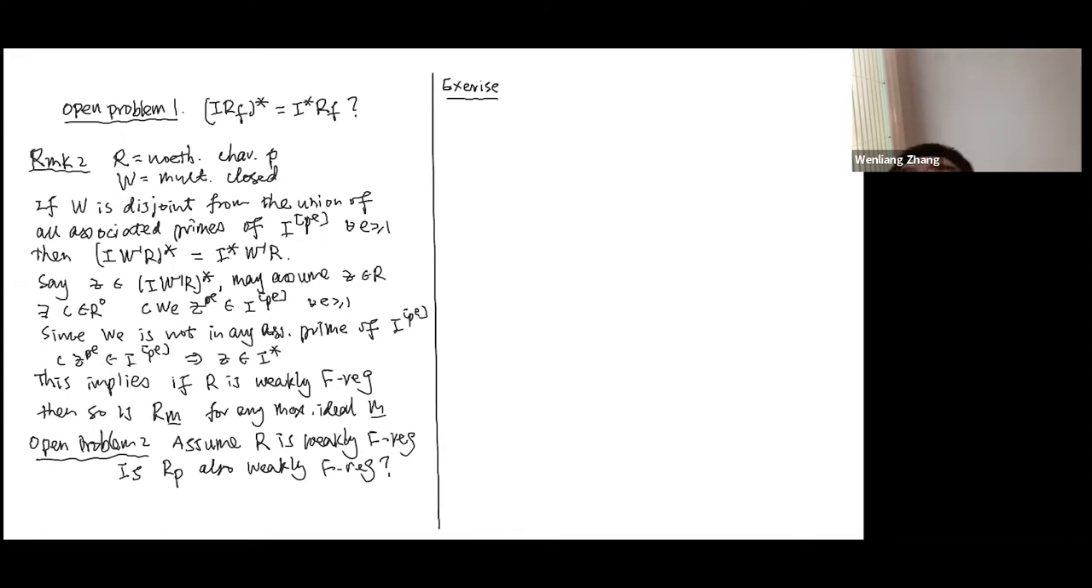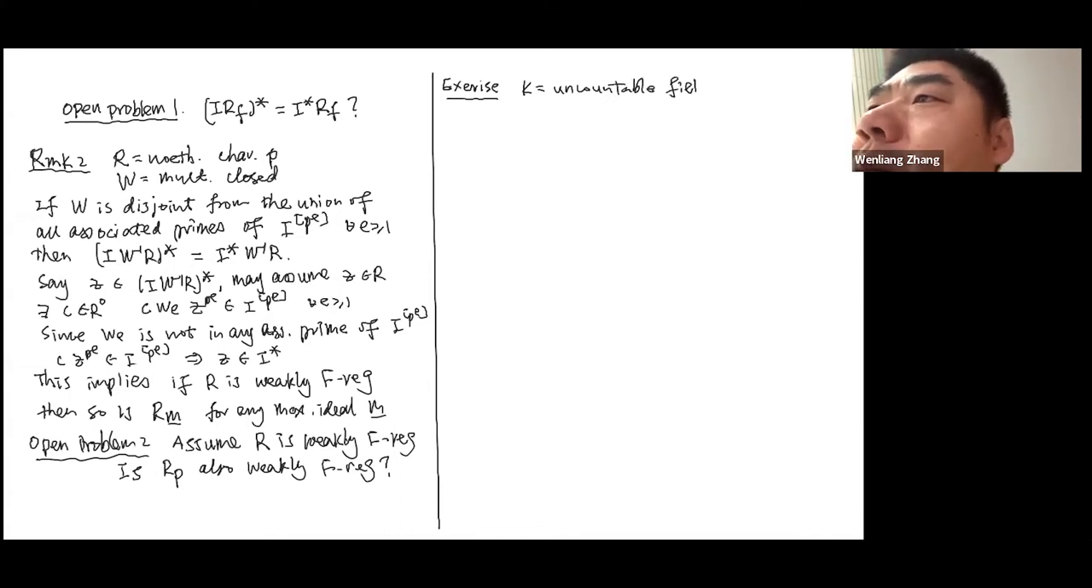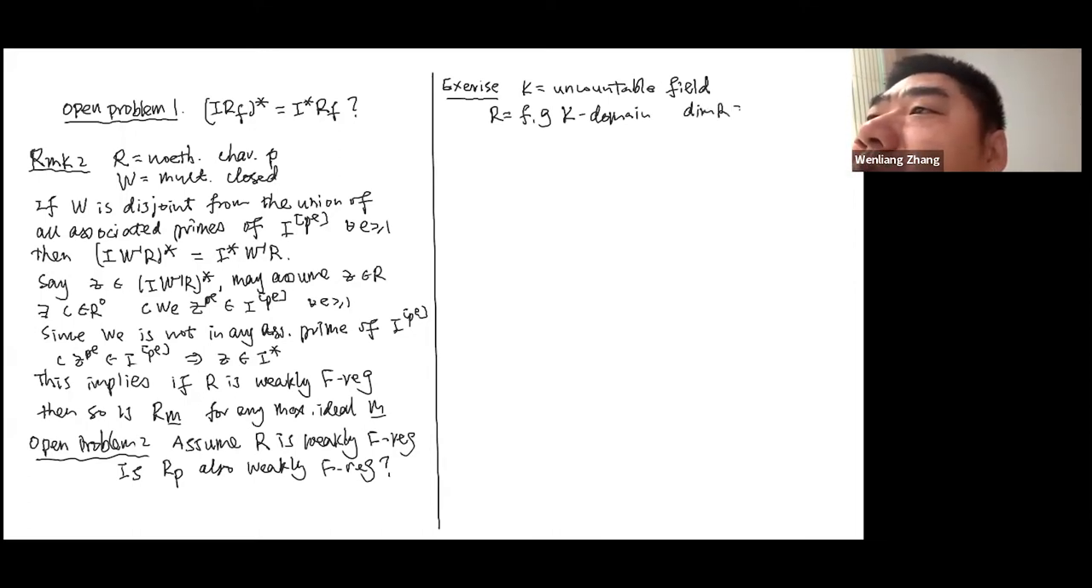Okay, so let me mention the exercise first, and I'll mention the result by Murty. So let's say K is an uncountable field. And R is a finitely generated K-domain, meaning it's a K-algebra and it's a domain. I'm going to assume the dimension of R is at least one. So the Krull dimension is at least one.